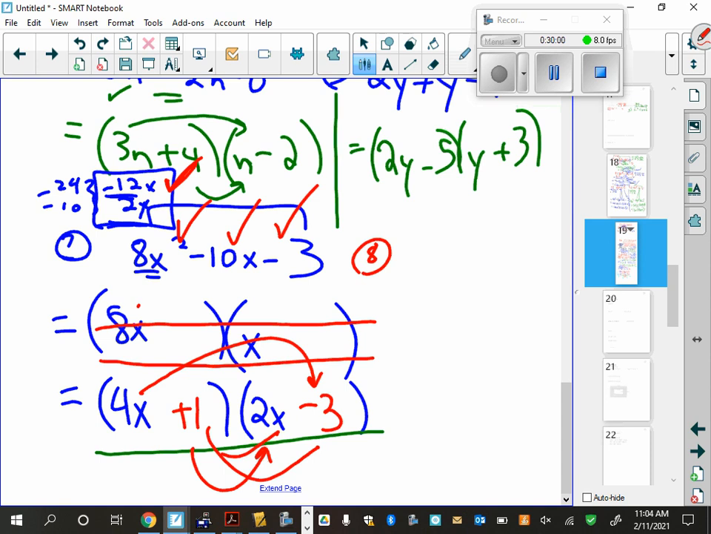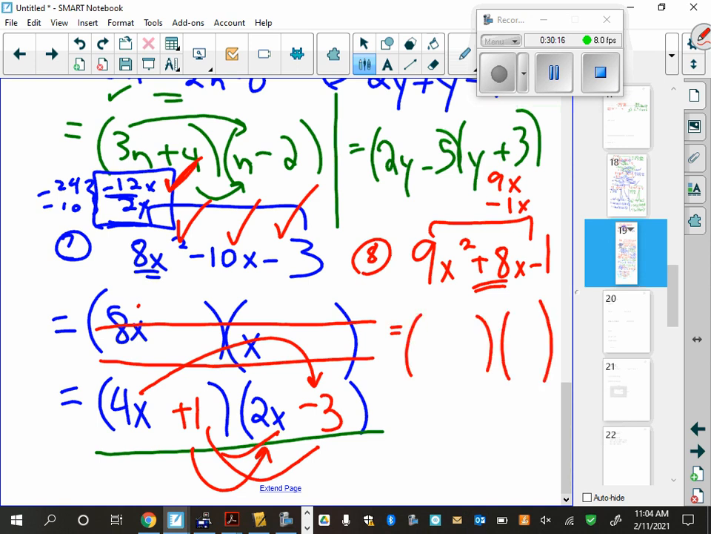Here's number 8. We're doing it together again. Two numbers that multiply to negative 9 and add to 8. I need a 9x and a negative 1x. Sorry if I'm doing that too quickly, but you guys should know sum product by now, and you don't have to do it that quickly. But let's go through the process. There's two options here: 9x times x to give you 9x squared, and 3x times 3x.